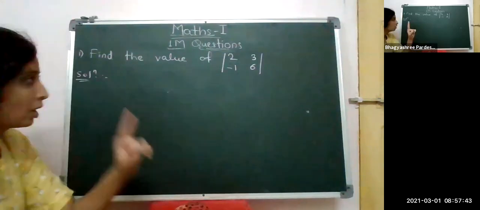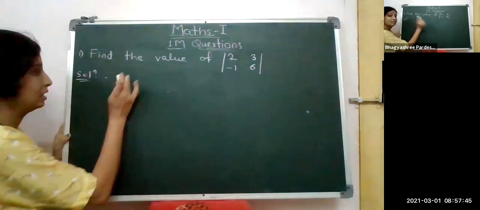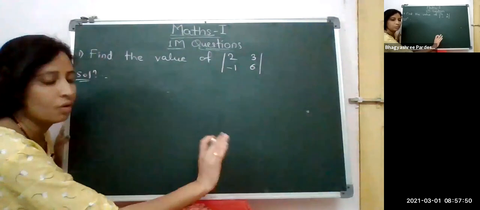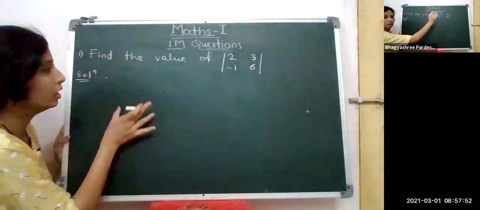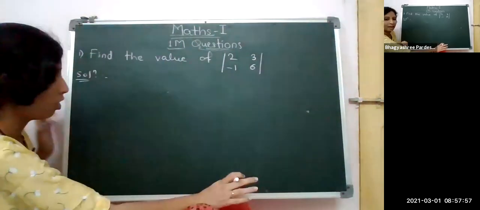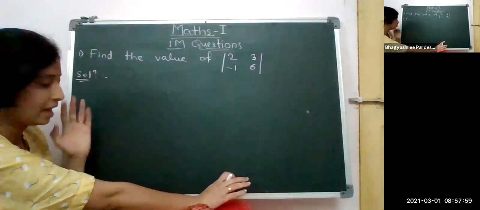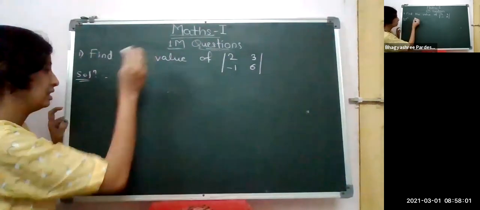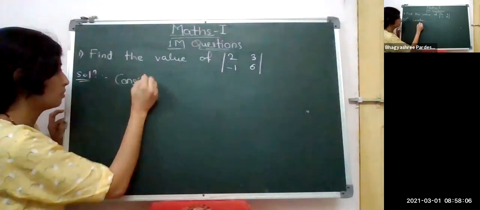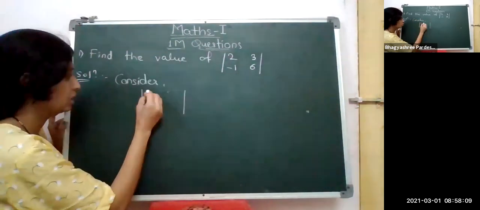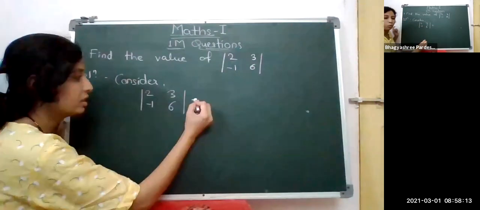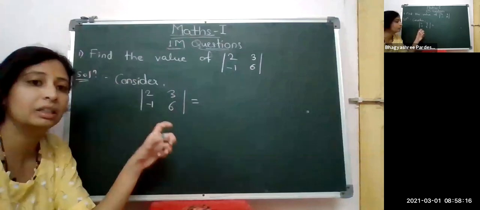1 mark is divided into half and half. Firstly, if it was an MCQ, we would solve it directly, meaning no need to write the steps here. Just do the working on a rough page, and then write the final answer here. But since it is asked as solve, we are going to consider what is given: 2, 3, minus 1, 6. The next step is to write down the formula for the determinant.